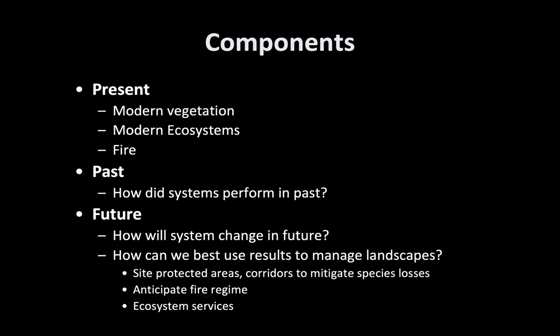So what are the components? Well, when we look at the system, we have modern vegetation, so thinking about modern ecosystems, and then particularly early on, we had a large emphasis on fire, and I'll tell you why in a bit when we get to the science. We had a large paleoecological component, so we were thinking about how systems performed in the past, and then how we could use that information from the past to give us indicators of how things might work in the future.